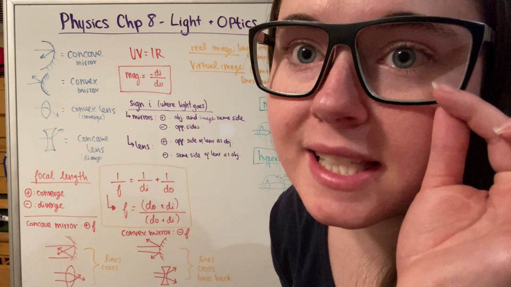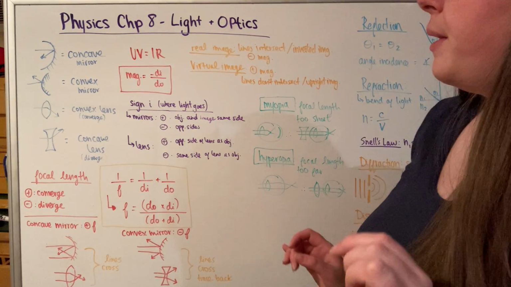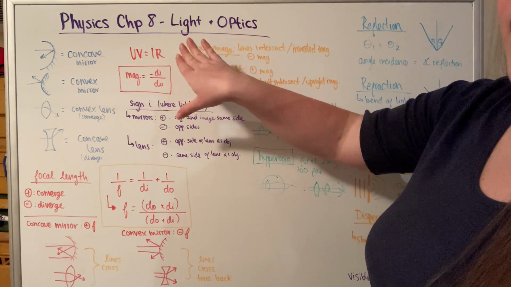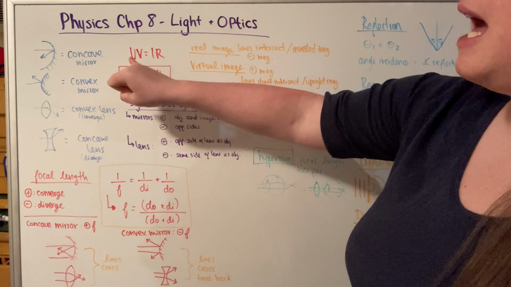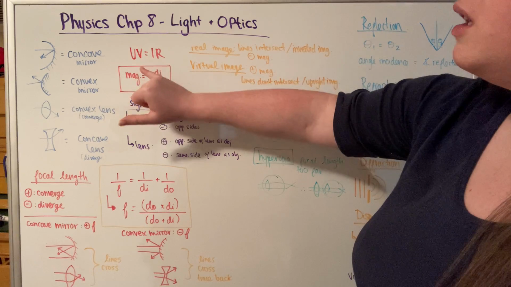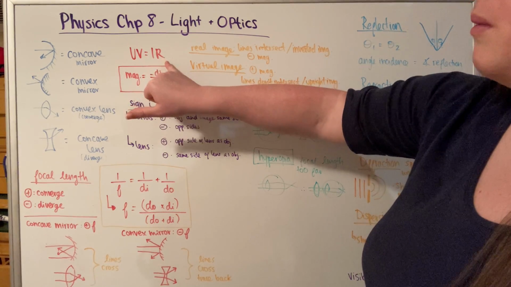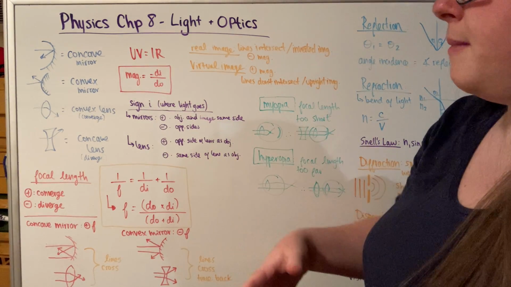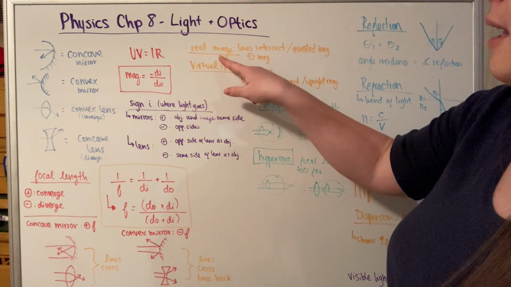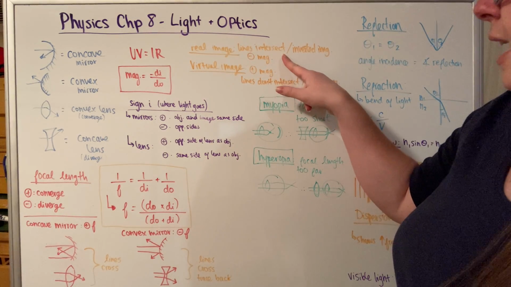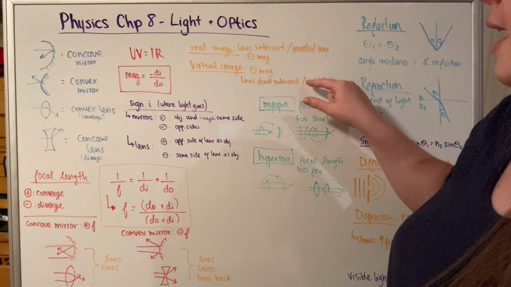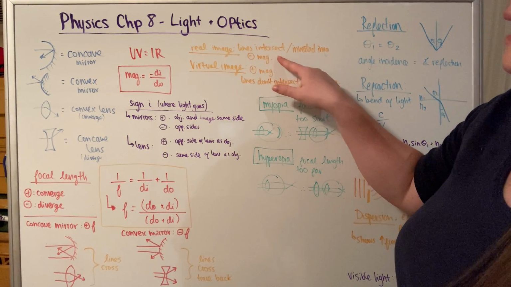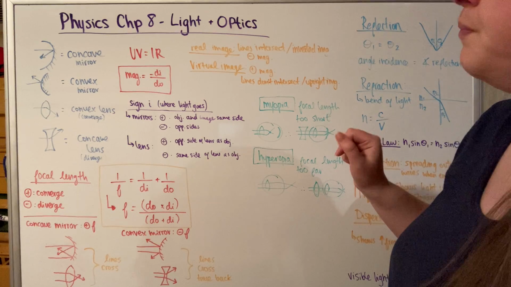So next we have our little trick up here, and this is just for your memory. UV equals IR. This means upright is virtual, inverted is real. And when we're saying virtual or real, we're talking about the images. So we have a real image when the lines intersect. That means you have an inverted image, okay? And that means it also has a negative magnification.